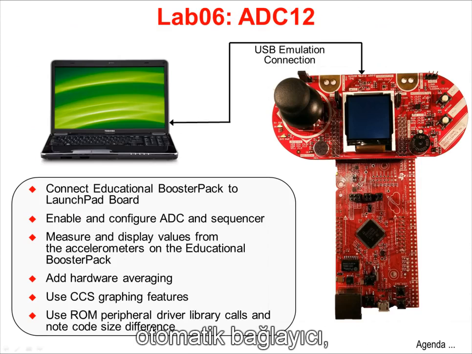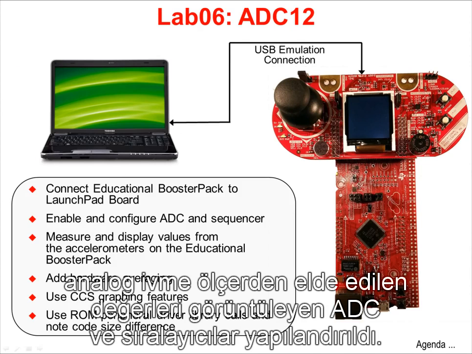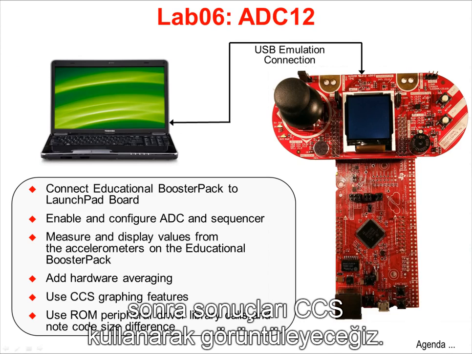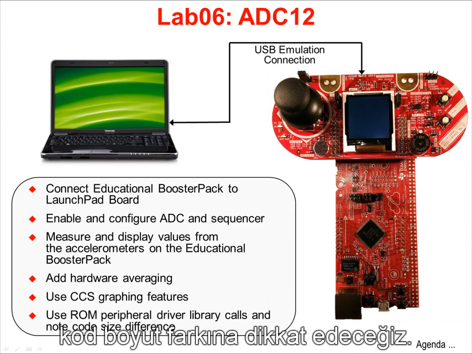In Lab 6, we'll enable and configure the ADC and sequencer to measure and display the values from the analog accelerometers on the educational booster pack. Once we see that that is working, we'll add hardware averaging to smooth the changing values, and then we'll graph the results in Code Composer Studio. Finally, we'll switch over to using ROM peripheral driver library calls and note the code size difference.